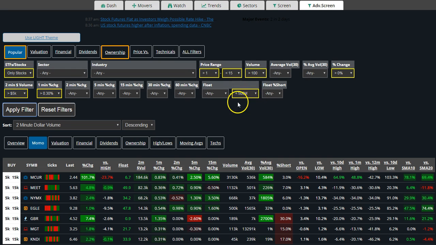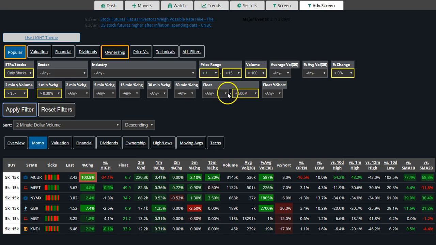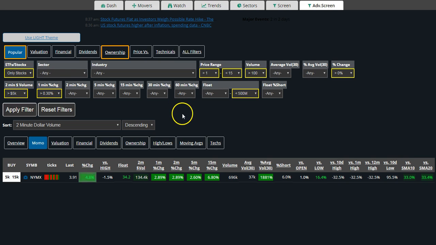And finally over here, I filter by the float less than 500 million. Optimally, I like them 100 million and below, but I'll consider them above that. Anything above 500 million is getting a little bit too heavy on shares, which usually causes it to move sluggishly if a momentum trade is what I'm looking for. So that's in general what I use this scanner for and how I have it set up.